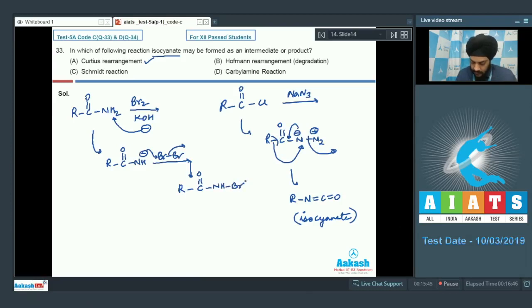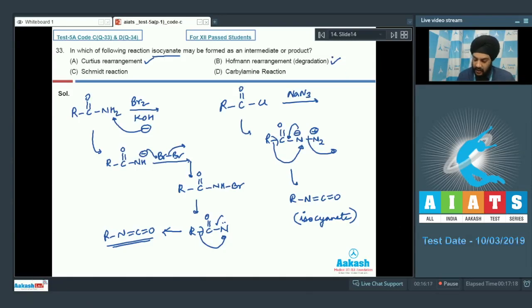NHBr. Now students, there will be alpha elimination of H and Br. So there will be formation of acyl nitrene, although it may not be isolated. So the nitrene will get rearranged to give us an isocyanate in the reaction. So students, the Hofmann degradation will also lead to the formation of an isocyanate.